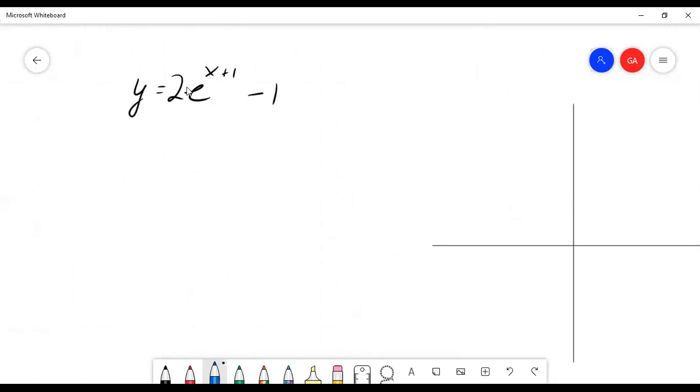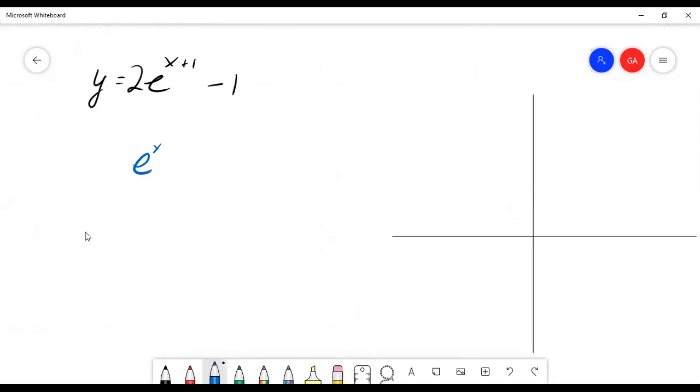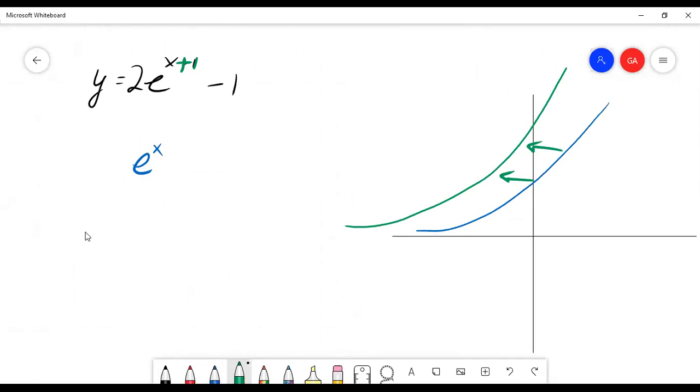This one's similar. It's just a composite of the last two. My parent function is e to the x, and I'm not even going to draw the parent function now because I sort of have this in my head. This is going to shift the parent function to the left 1 unit. Okay, maybe I will draw the parent function just so people are not confused. This +1 shifts the graph to the left, like so. The entire thing gets shifted to the left.